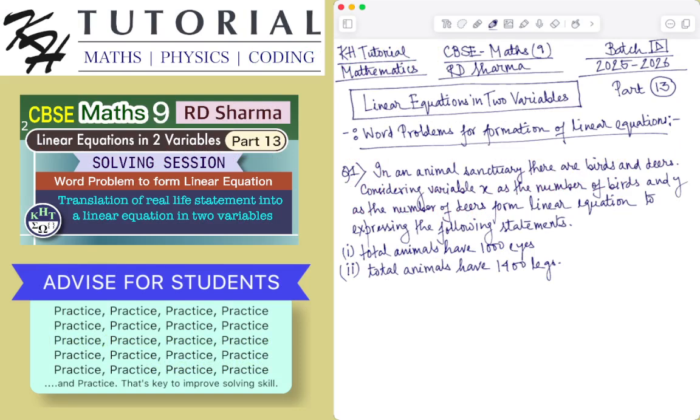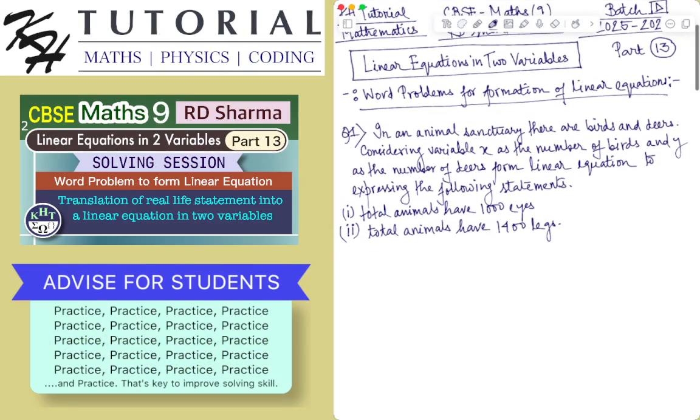Okay, so the first problem says, in an animal sanctuary there are birds and deers. Considering variable x as the number of birds and y as the number of deers, form linear equations to express the following statements. Statement 1 is total animals have 1000 eyes, and statement 2 is total animals have 1400 legs. So the variable x denotes the number of birds and variable y denotes the number of deers.